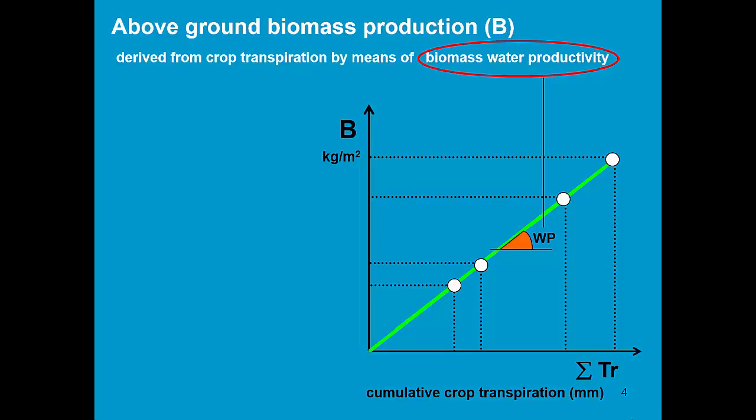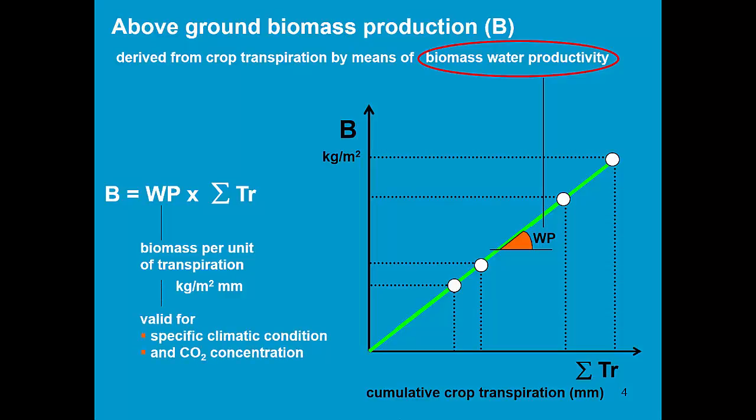This slide shows the linear relationship which exists between the cumulative crop transpiration and the biomass production. The biomass water productivity corresponds with the slope of the line. Biomass is calculated by multiplying the cumulative crop transpiration with the biomass water productivity. The biomass water productivity expresses the biomass which is produced per unit of water lost by transpiration. Kilogram biomass per square meter per millimeter of water transpired.